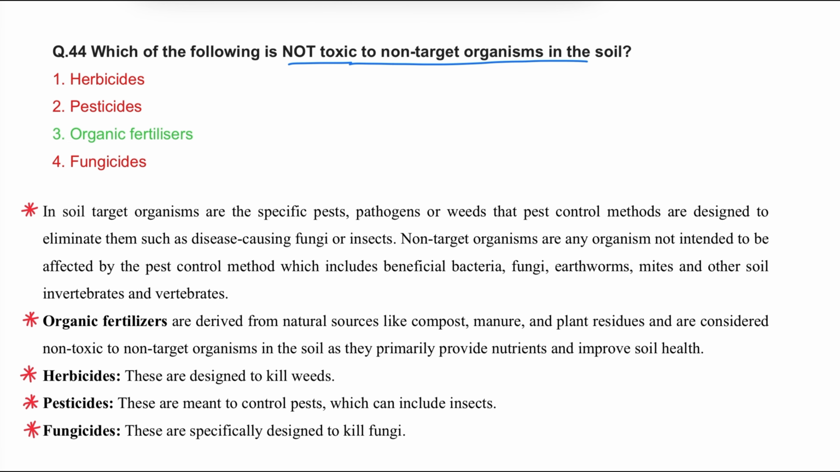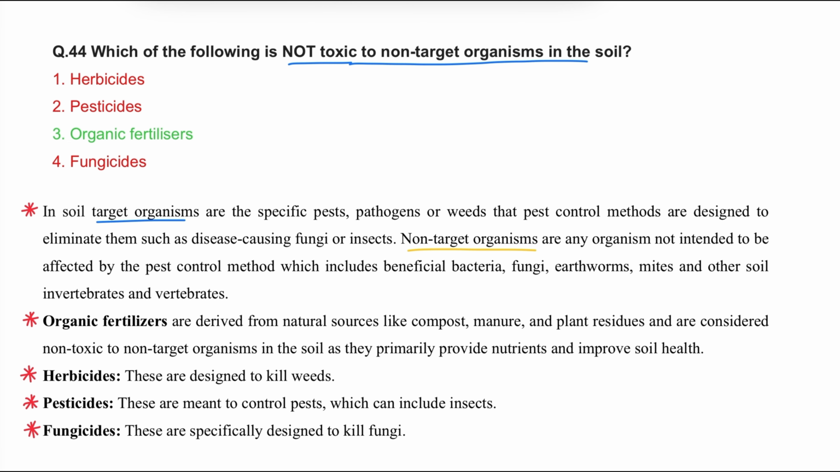In soil, target organisms are the specific pest, pathogens, or weeds that pest control methods are designed to eliminate, such as disease causing fungi or insects. Non target organisms are any organisms not intended to be affected by a pest control method, which includes beneficial bacteria, beneficial fungi, earthworms, mites, and other soil invertebrates and vertebrates.